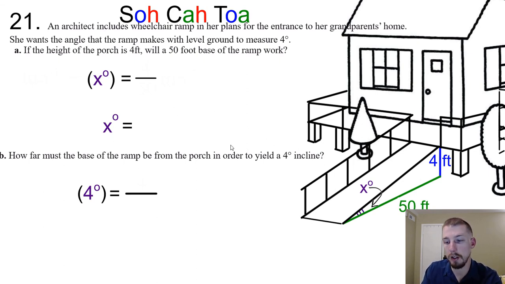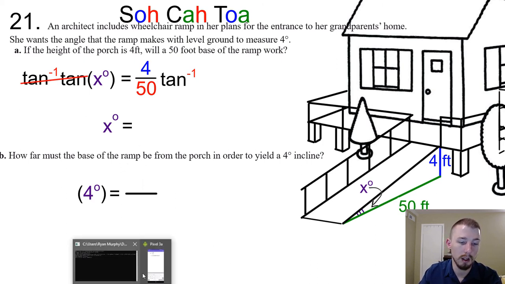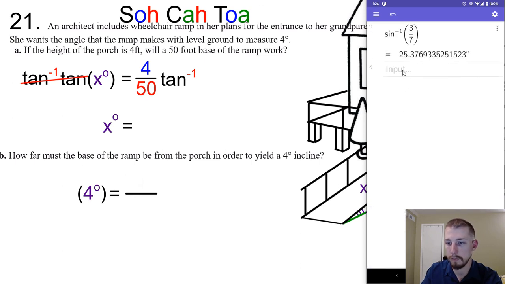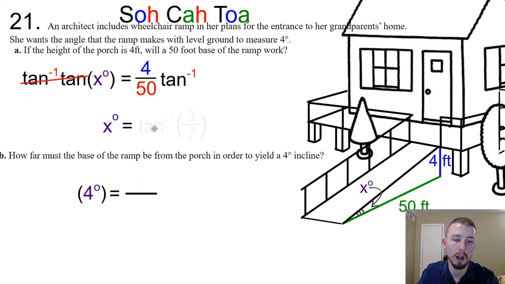So we've got the opposite and the adjacent, so we're using the tangent function. It would be 4 over 50, and then we're undoing a tangent function to get the x out. So just like we did before, we take the tangent inverse of both sides. Inverse tangent undoes a tangent function, so we have the inverse tangent of 4 over 50, and we can put that in the calculator. Which is going to be 4.57 degrees. So is it going to work? No, it's not going to work because it's slightly over 4 degrees, so it's not to code.